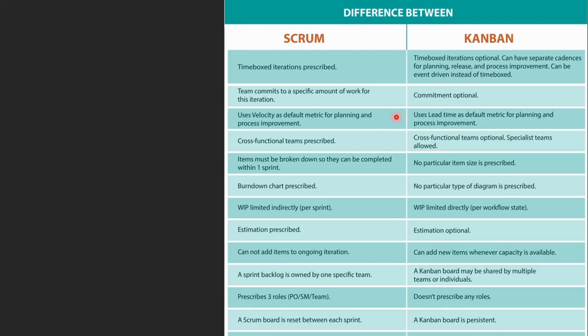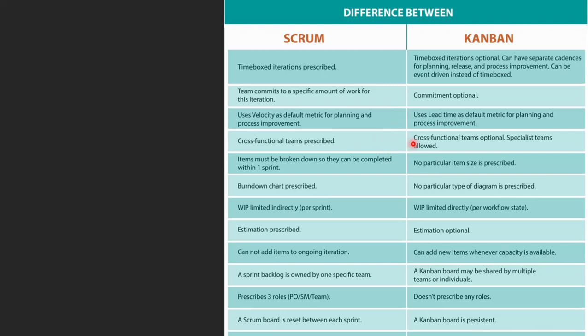Scrum uses the team's velocity, I mean, basically the speed, as the planning process improvement. Here in Kanban you take the lead time, how much time it takes to deliver to the customer, as the default metric of the planning process.